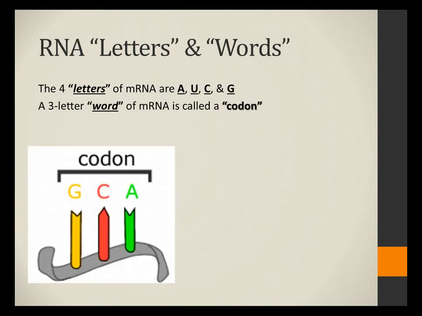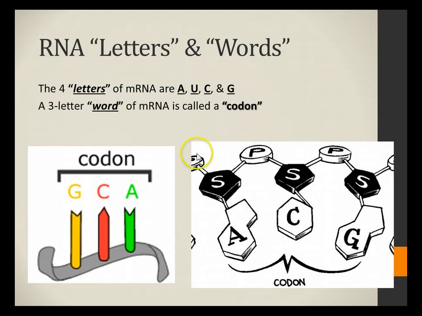So here I have GCA, that is a word of RNA, and it is called a codon. You need to know that term there. So here you can kind of see the RNA backbone, phosphate sugar, phosphate sugar, phosphate sugar, and then I have 3 bases on there, A, C, and G, and collectively you call those 3 letters a word of RNA called a codon.